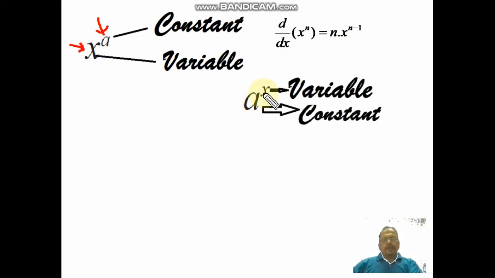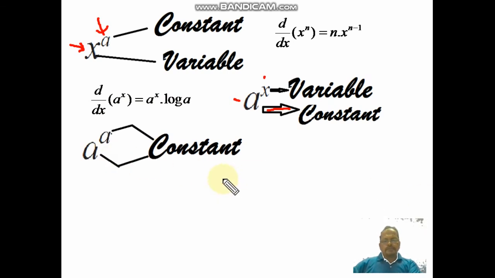Next one, a raised to x. Here x is variable and a is a constant, that is, the base is constant and the index is variable. In this case we apply this formula: the derivative of a raised to x is equal to a raised to x times log a. Next one is a raised to a. a raised to a is constant, its derivative is 0.